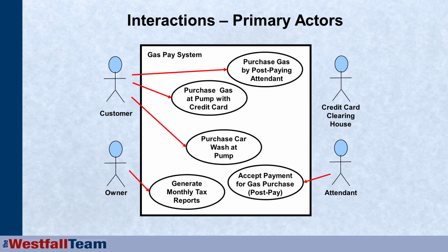So in a basic use case diagram, the primary actors are going to be designated as arrows coming in. Primary actors are the people that initiate the use case or that the use case is initiated for. For example, the customer might do a start-to-finish interaction to purchase gas by post-paying the attendant.